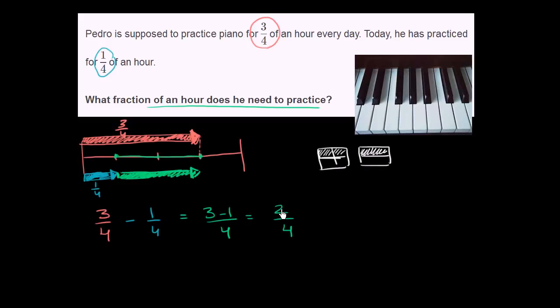And if you wanted to work it out mathematically, you just have to do the same thing to the numerator and the denominator. So let's divide the numerator and the denominator by 2 because they are both divisible by 2. That's actually their greatest common factor. So 2 divided by 2 is 1, 4 divided by 2 is 2. So what fraction of an hour does he need to practice? He's got to practice 1/2 an hour.